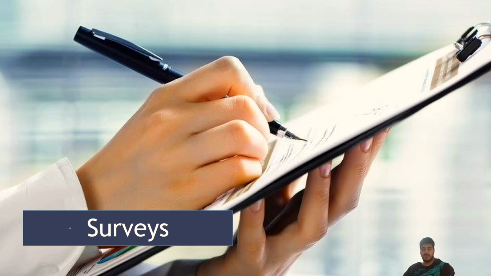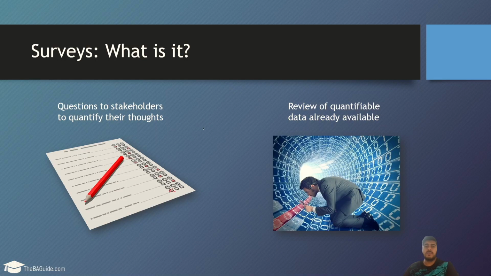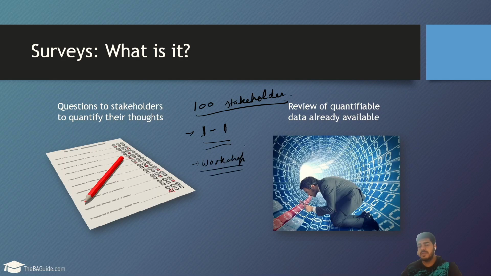Well, surveys become a really important technique when you have more stakeholders. For example, you have 100 stakeholders. It is not possible to interview them one by one. It will take a lot of time, and no one has that much time nowadays. Even in a workshop, it's not possible to have 100 people in the same room at the same time and ask every one of them questions. So the other techniques do not work when there are more stakeholders. At that time, the best technique we have is surveys.